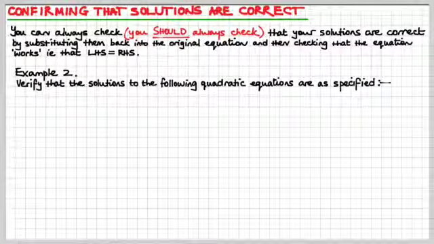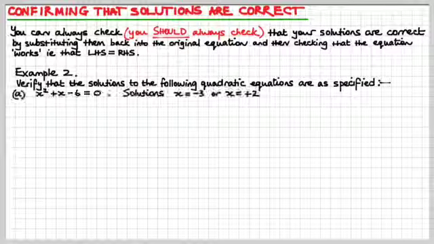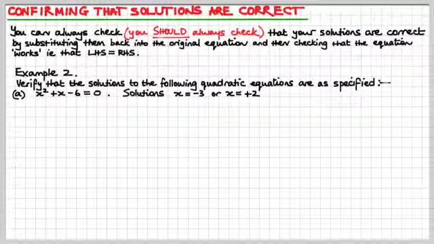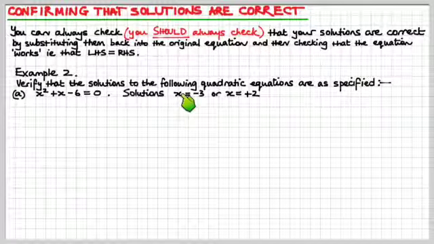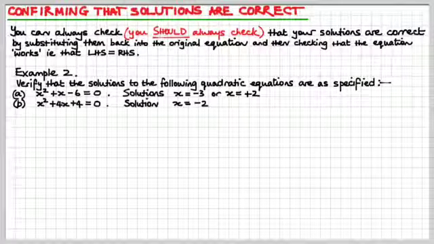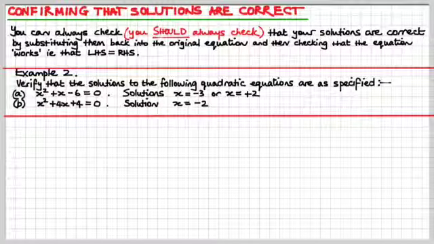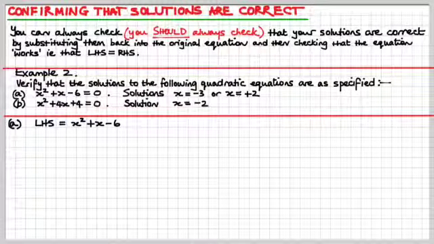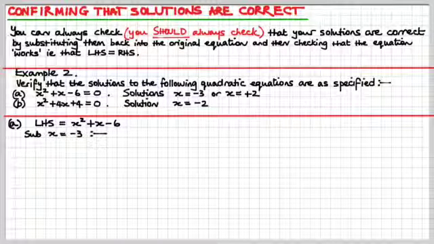Have a look at this. Verify that the solutions to the following quadratic equations are as specified. So we give you the solutions now. You've got to just check that they are right. So we're saying, here's your quadratic equation, here are the solutions, you better check whether they're right. Now, another example there. All right? So let's go for it. What about A? So the left-hand side, guys, is x squared plus x minus 6, right? Now, we're going to substitute.